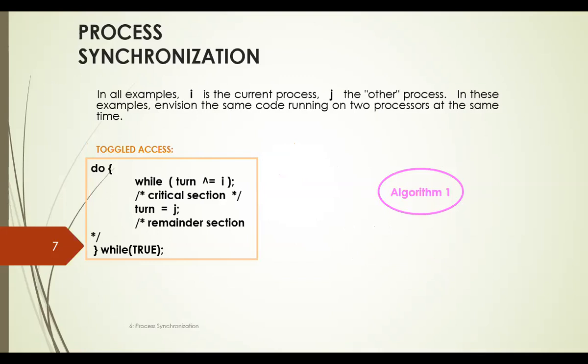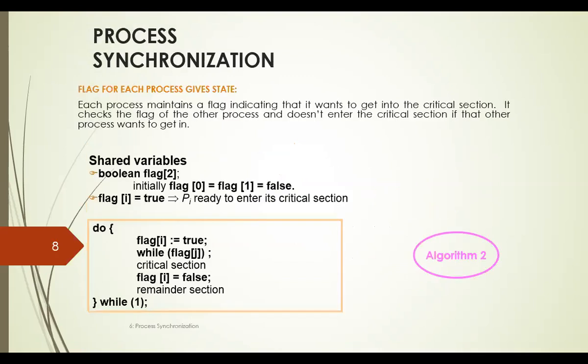In this example, I is the current process, J is the other process. The same code is running on two processes at the same time. Here, in algorithm one, we are explaining by using the turn. We are saying the turn is for I and process J is to wait. After the completion of process I, the turn goes to J, and process J can now enter. And here the flag is set.